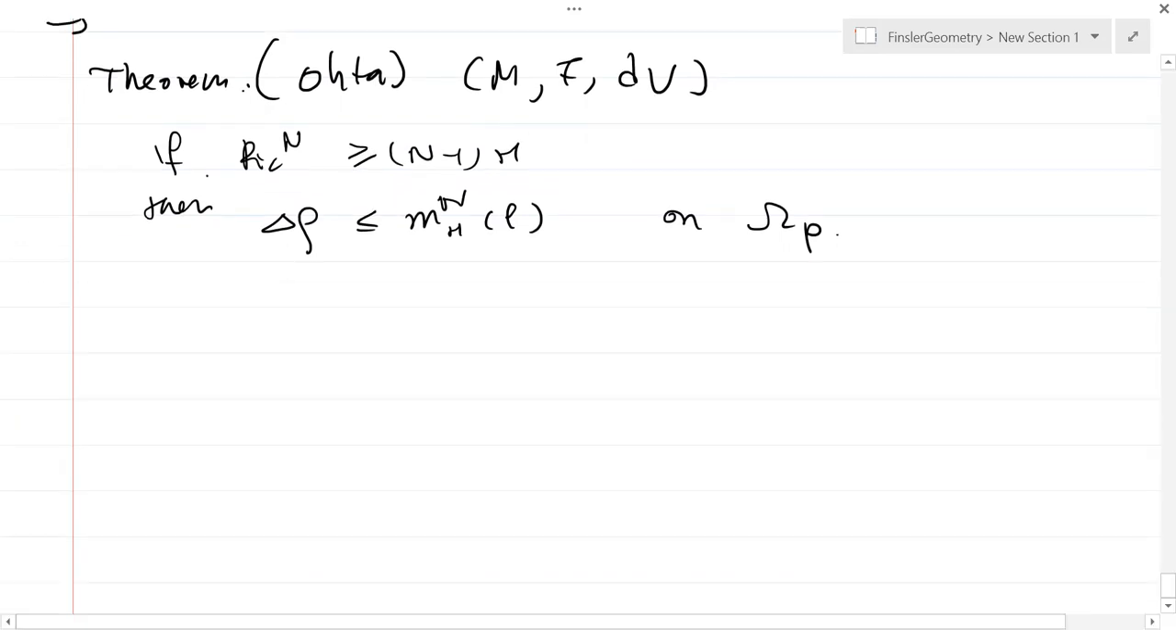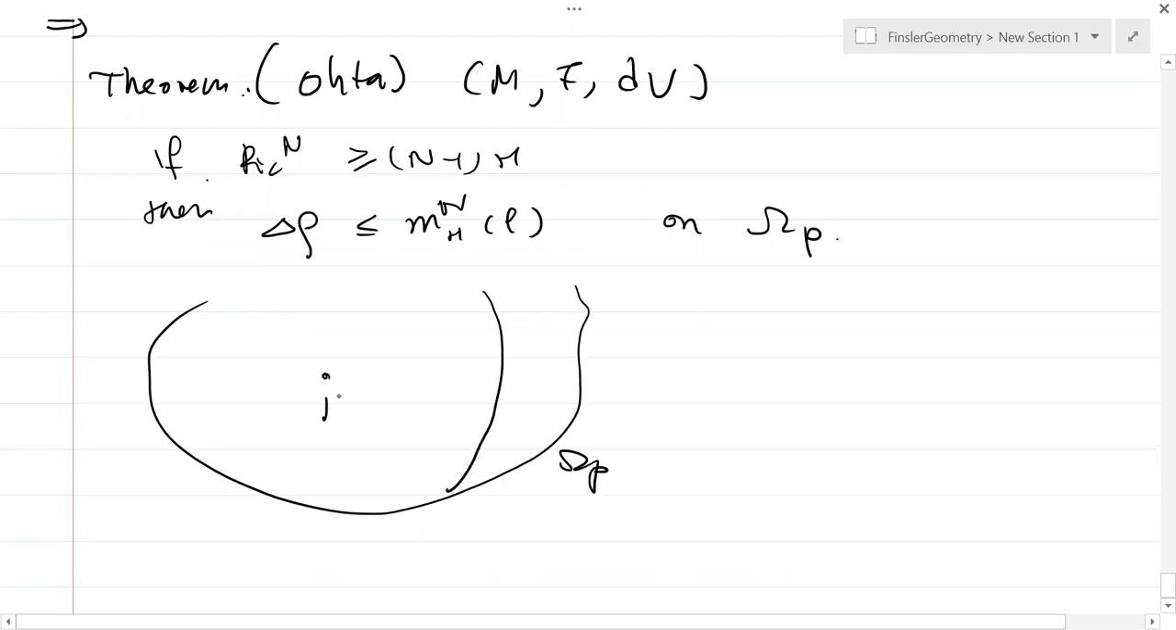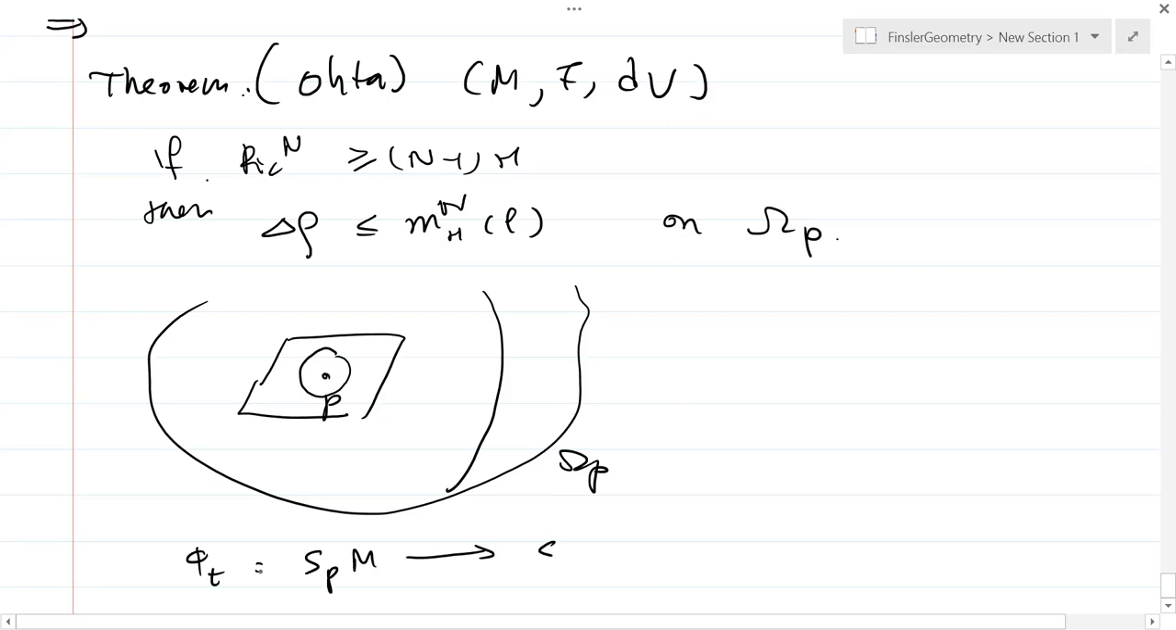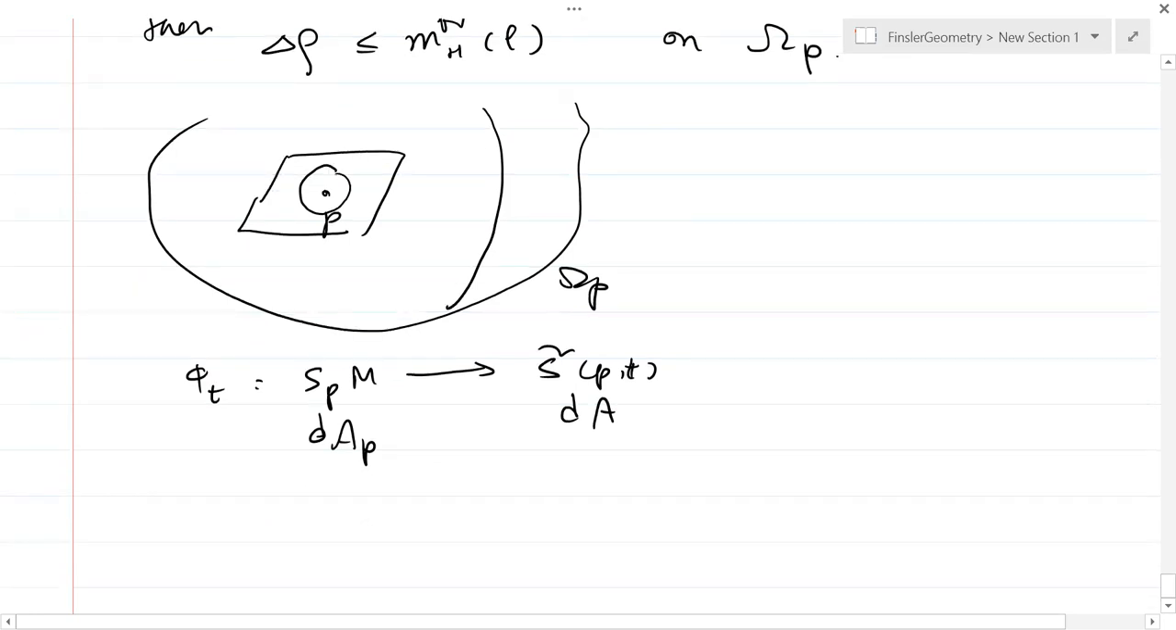So here's the idea. You have this Omega P. Now you have this point P, there is a tangent plane here, and there's a unit sphere. So you can define a map from S_pM to S_{2,p}(t). It's defined in the following way. On the unit tangent sphere, there's an induced volume form. On this geodesic sphere, it's also an induced volume form. I'm not going to talk about that. It's just a natural way to define. Then you pull back that, you will get eta t y.